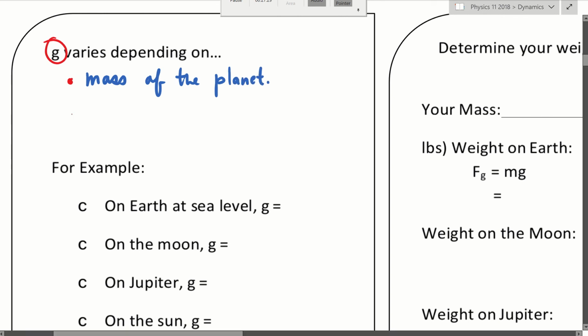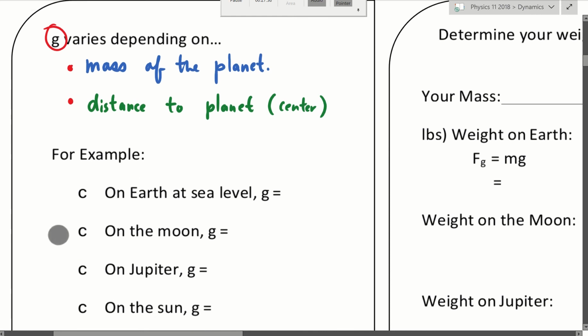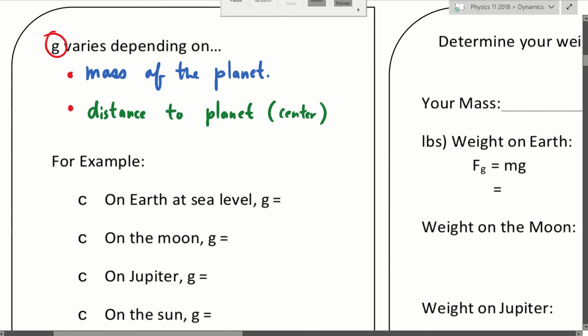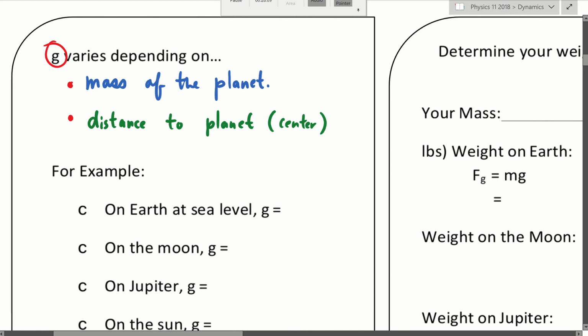Okay. Now second, it also depends on how far away you are from the planet. Remember, if you get really, really far, you can't really feel the force of gravity, and then your acceleration will be zero. You're not even attracted to the planet. So it also depends on the distance to the planet's center. In physics, we always count the center of the planet, not the surface of the planet. So it's very easy. The more massive the planet is, the higher the acceleration value. Okay, which makes sense. The more force you have on you.